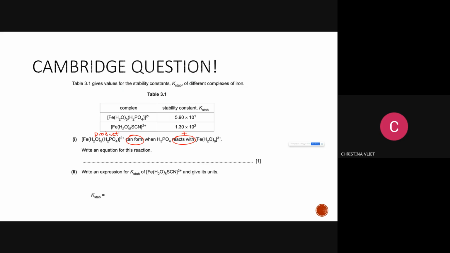So what are my reactants? H3PO4 plus Fe(H2O)6 3+. They tell me one of my products, and you're expected to figure out the other one. One of the products we know is Fe(H2O)5(H2PO4) 2+. What's the other product?